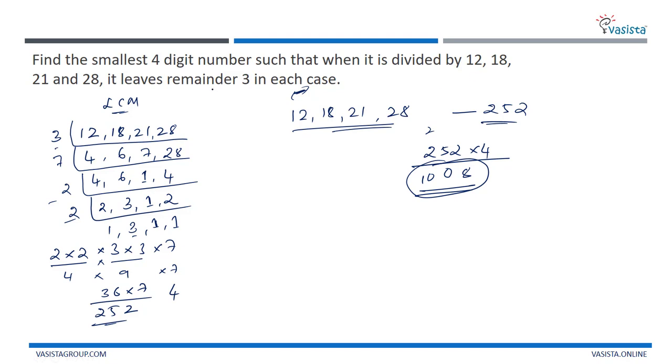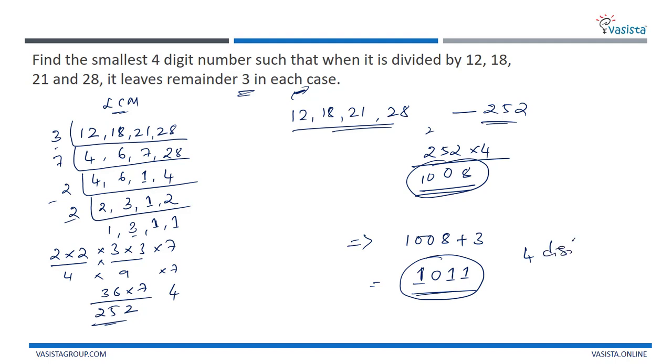But we need remainder 3 in each case. So for that we are supposed to add 3 to this. 8 plus 3 is 11, 1 carry, so 1 0 1 1. So 1011 is the smallest 4-digit number which, when divided by 12, 18, 21 and 28, every time leaves the remainder 3. So that's what the answer is here, 1011.